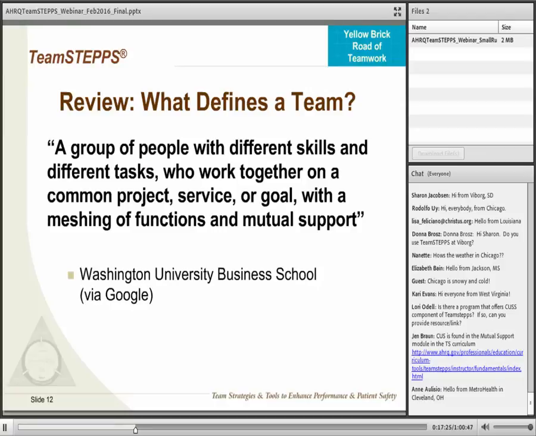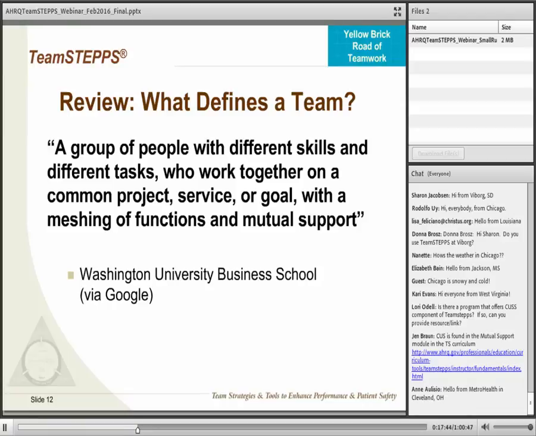A group of people with different skills and different tasks working together on a common project, service, or goal, with a meshing of functions and mutual support. I do that to show you that I am versed enough in webinar-ese to be able to read off of my own slides. So now that I've made that point, back to the presentation.